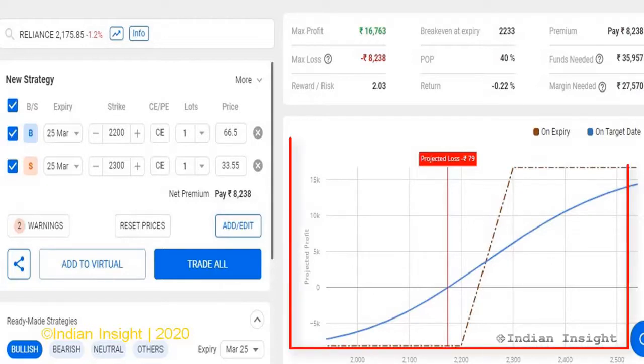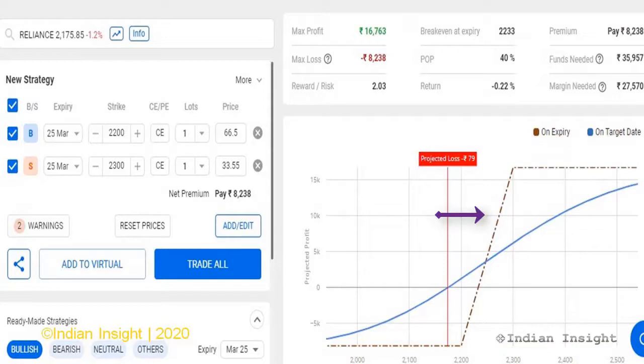Now let's look at the payoff diagram here. The dashed line represents the payoff for the trade if you hold the trade to expiry. In this scenario, your maximum profit will be between 16,000 and 17,000, and the maximum loss possible is the net premium paid by you, which is around 8,238. However, if your stop loss or take profit is hit on the same day as the day on which you took the trade, then your payoff is represented by the solid line here.